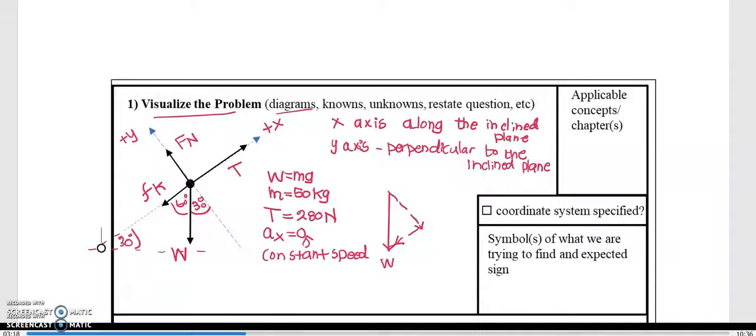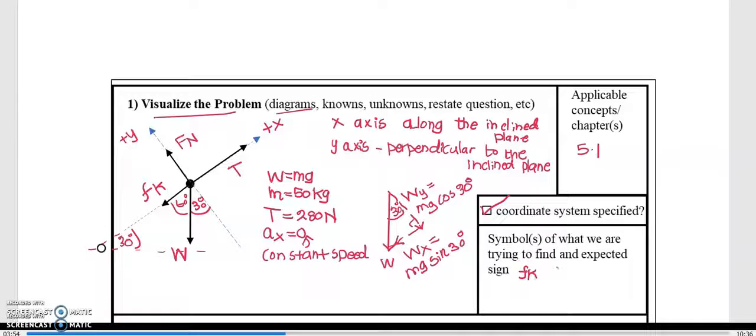Now, if you look at the weight, you can resolve it into two components. One along the y-axis: mg cosine of 30 degrees is the y component of weight, and the x component of the weight is mg sine 30. You can see this is a right triangle. Use your knowledge of trigonometry to resolve the x and y components. And for applicable concepts, this is section 5.1.